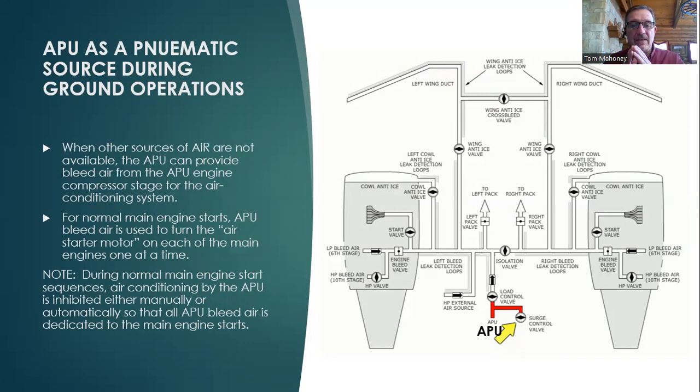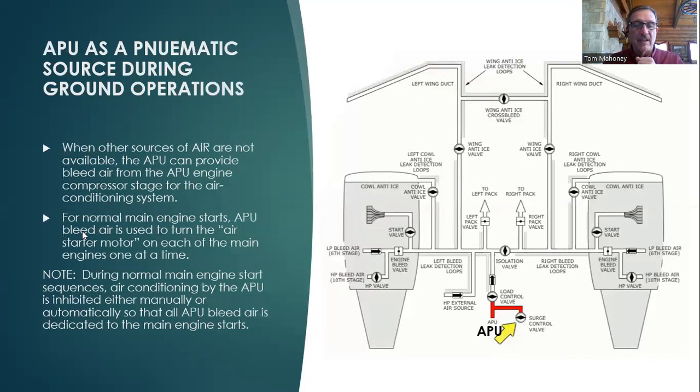For normal main engine starts, the APU bleed air is used to turn an air starter motor. We've talked about this briefly on each of the main engines, one at a time. The APU does not produce enough bleed air to start both engines at the same time. These main engines take a lot of air pressure to get that starter motor to turn the main engines over and get the rotation started so that we can add fuel to the burner can and then eventually light off that fuel air mixture. And then that would, of course, keep the engines running.